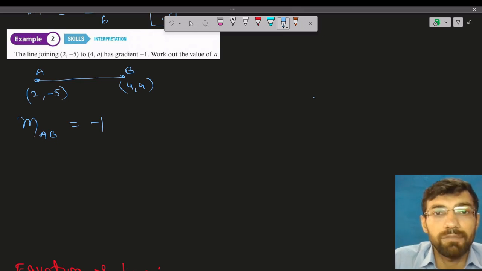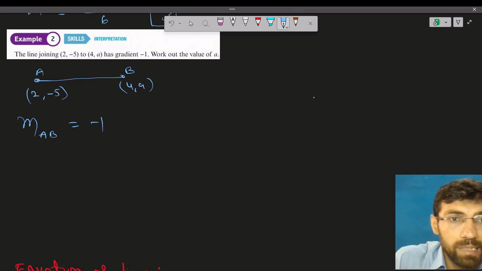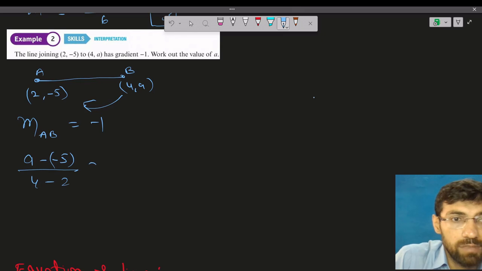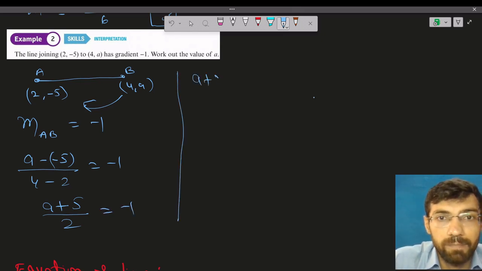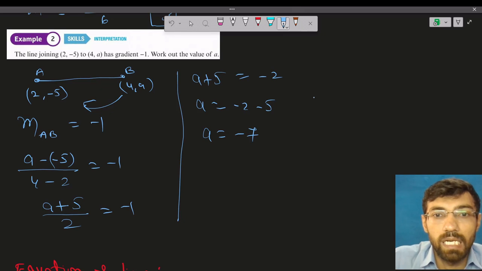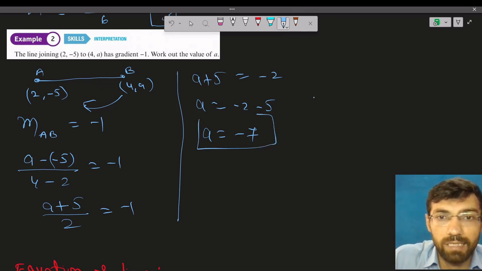In the question, they have given the gradient and we have to find a. The same thing, y2 minus y1, let us subtract in this direction. So it will be a minus minus 5 upon how much? 4 minus 2 equals minus 1, correct? So this is nothing but a plus 5 upon 4 minus 2, which is 2, equals minus 1. This 2 will go in product, so a plus 5 is minus 2. This 5 will go to that side, so a equals minus 2 minus 5, that is a equals minus 7, correct? a equals minus 7. That's it, we got the value of a.